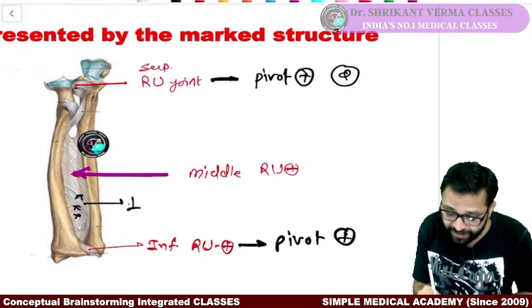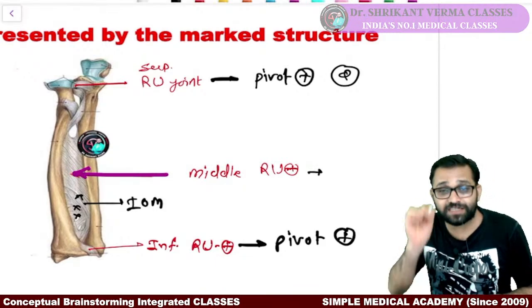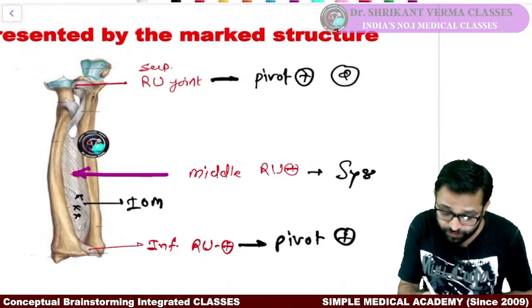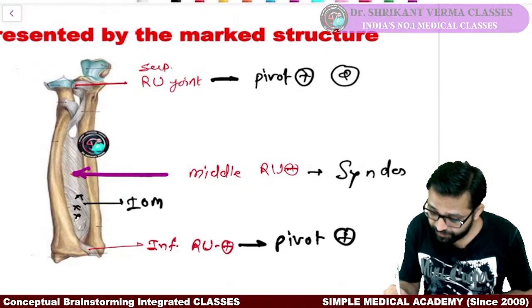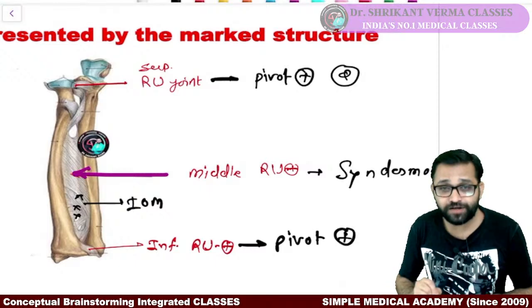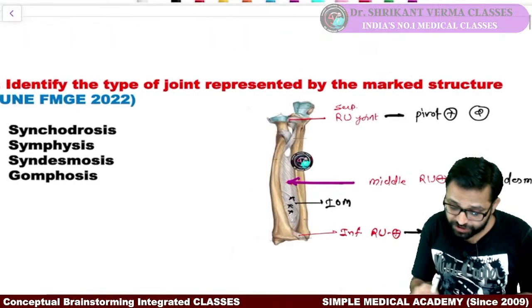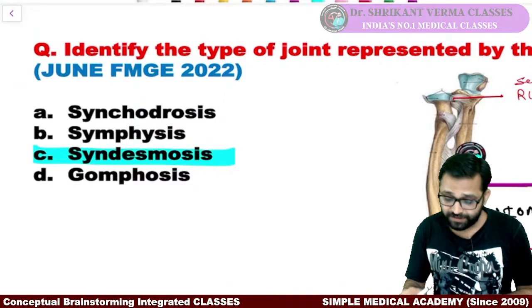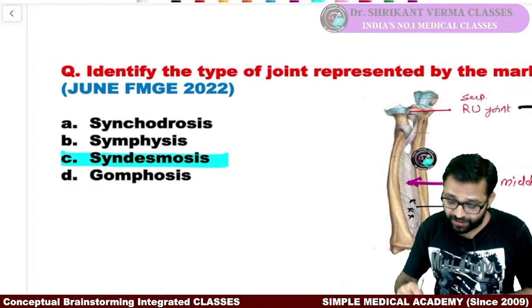This is our interosseous membrane. Such kind of the joint are known as syndesmosis. Getting the point? So this was the recent question. The correct answer is syndesmosis. Fine. Yes, we are looking for our other option.